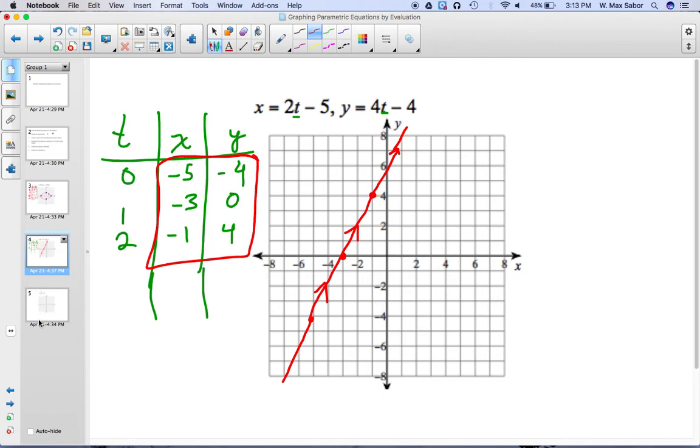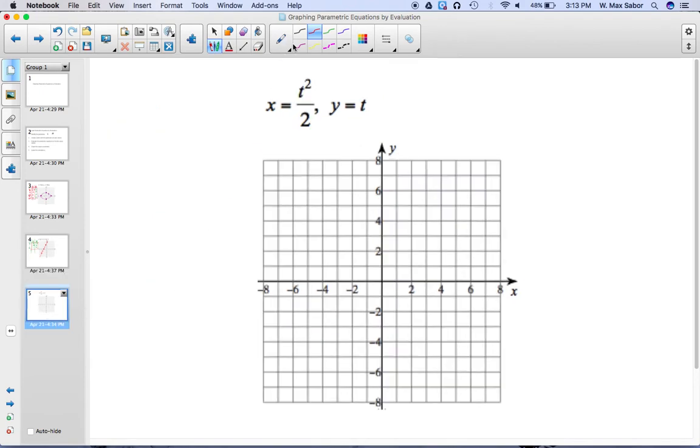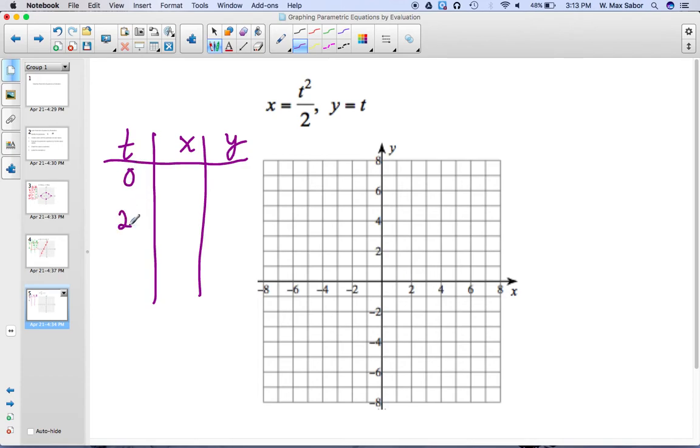So this is linear. Here we have t as our parameter again. So let's create t, x, and y. Because we know we're going to be squaring this and then dividing by 2, let's plug in some even numbers. When we plug in 0, we get out 0. Plug in 2, we get out 2. Plug in 4, we get out 8. For y, when we plug in 0, 2, and 4, we get out 0, 2, and 4.